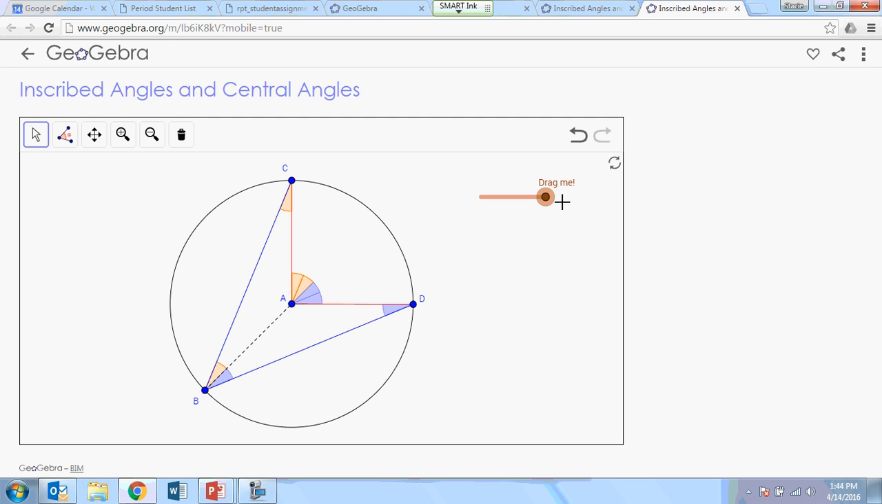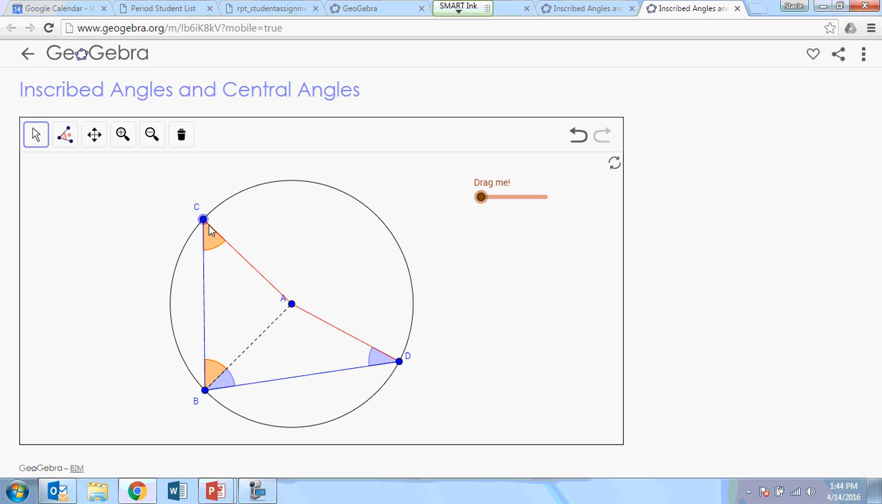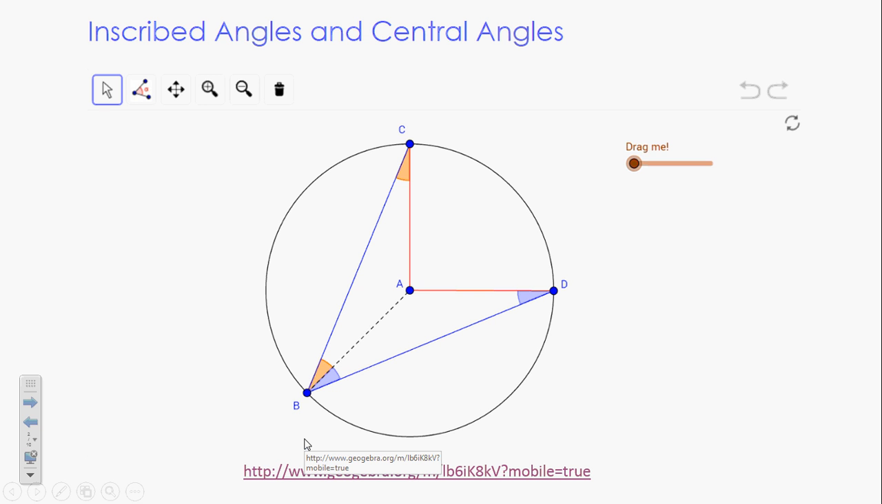Everybody cool with that? Now watch what happens as I move my point D around. I can make the blue angles larger, and the central angle is still twice as big as that inscribed angle, isn't it? Move C a little bit more. Central angle, double the inscribed angle. So the central angle is an angle with the center as its vertex. The inscribed angle is an angle whose vertex is on the circle. Make sense? So let's define those.